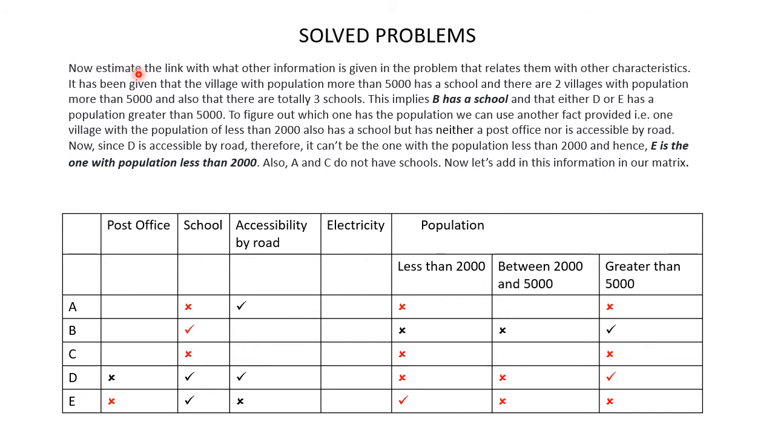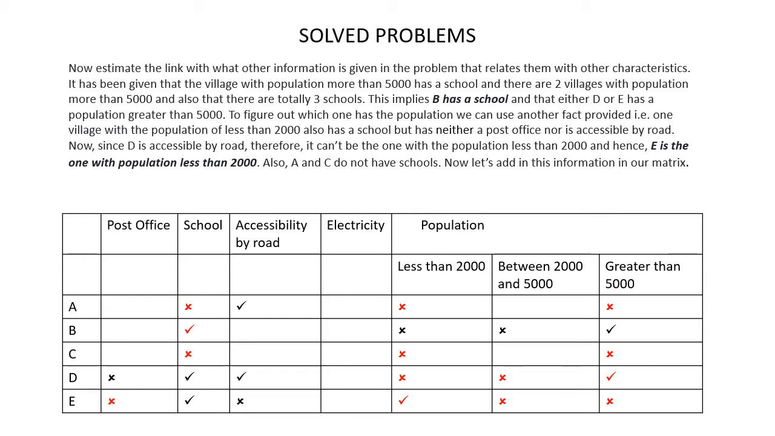Now estimate the link with what other information is given in the problem that relates them with other characteristics. It's given that village with population of more than 5,000 has a school. There are two villages with population more than 5,000, and also there are totally three schools. We know that village B has a population greater than 5,000. So clearly village B has a school.